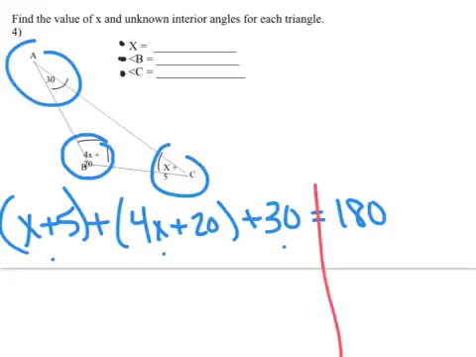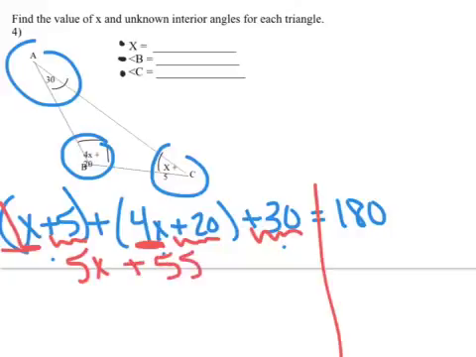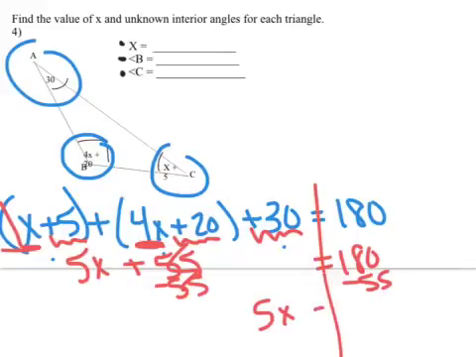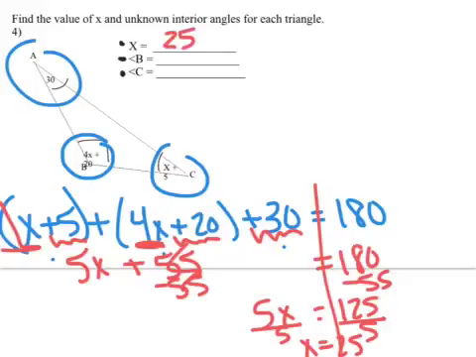So we're going to combine our like terms. Remember, this is a 1x. So 1x plus 4x is 5x. And then 5 plus 20 is 25, plus 30 is 55. That gives us 180 degrees. And we're going to solve for x. So subtract 55. So 5x equals, 180 minus 55 is 125 degrees. Divide that by 5. So that says that x is equal to 25. So up here at the top, x is equal to 25.